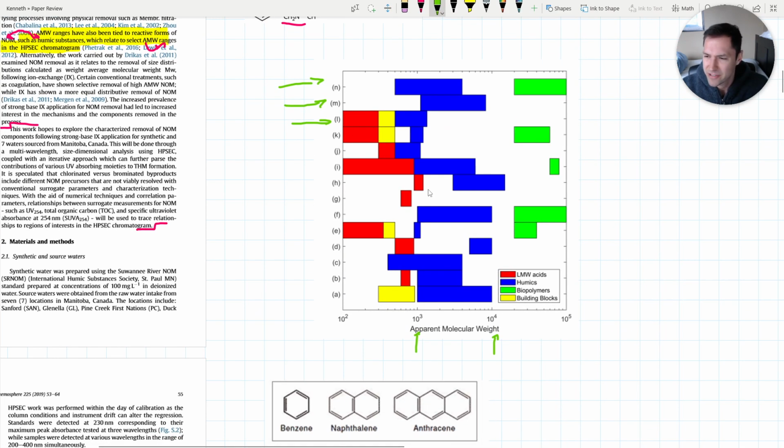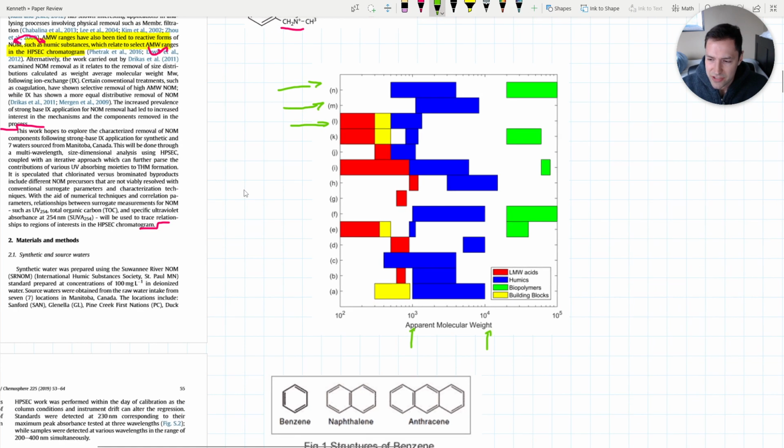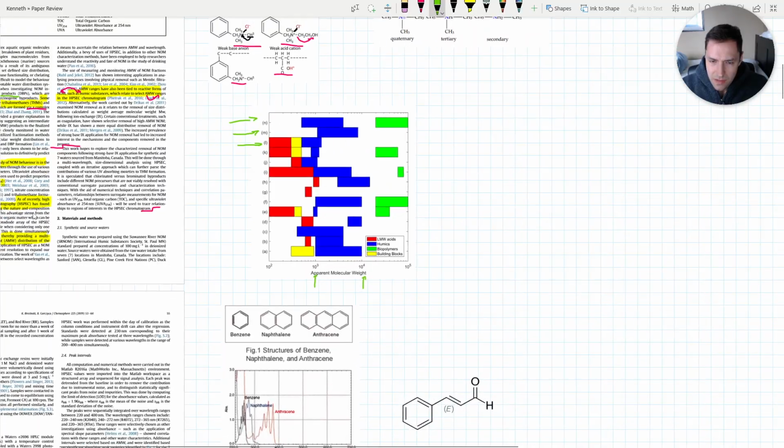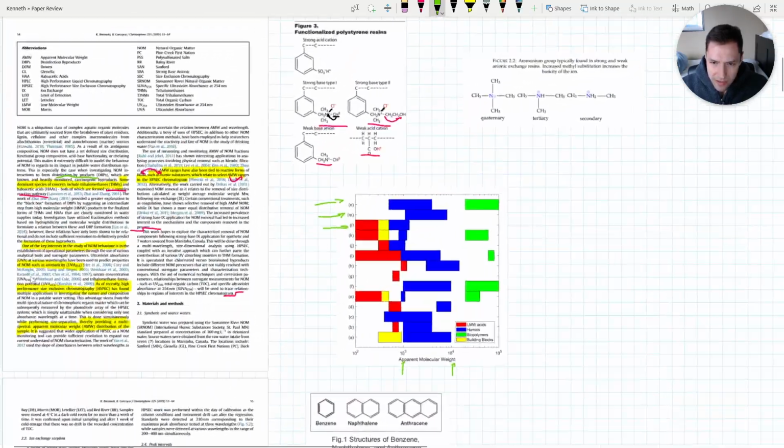So there are all these characterizations. It's very difficult to pinpoint exactly what's going on in the water. We do our best with what we can. And of course, there are these other things like building blocks and polymers. So again, this is a nice little infographic just summarizing all that. Let's see if I can get back to where I was here.